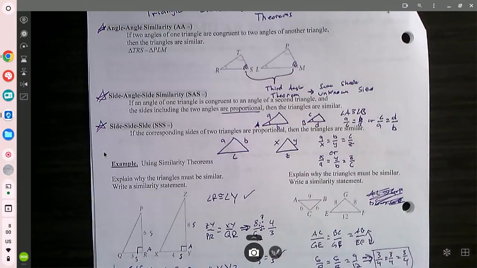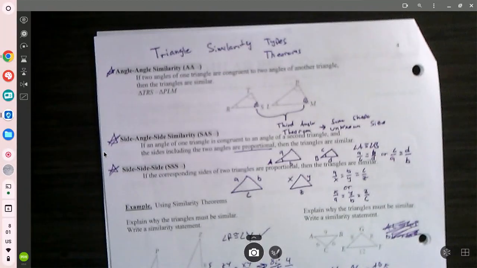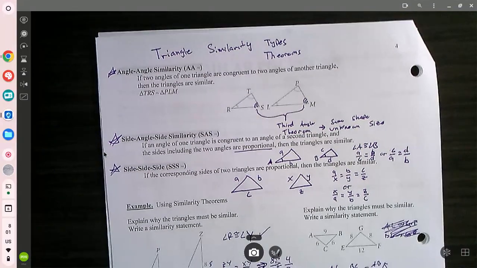So, our three triangle similarities are angle-angle similarity, side-angle-side similarity, and side-side-side similarity. We make sure that our angles, when we have angles, are congruent. And then when we are talking about sides, we need to make sure that the corresponding sides are proportional. The hardest part of these problems is finding which sides are corresponding, right? Sometimes triangles can be drawn inside of each other, which makes it hard to find corresponding sides, or maybe the triangles are too close together.